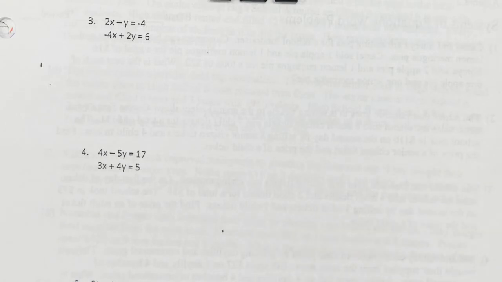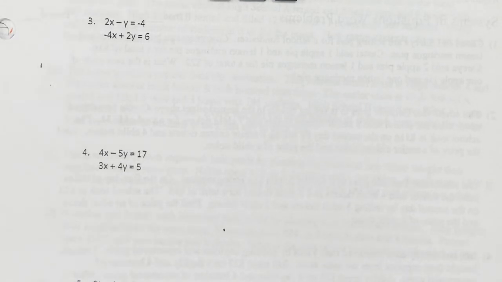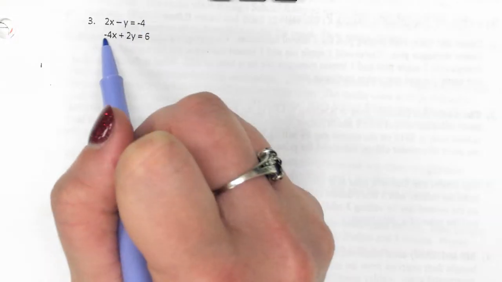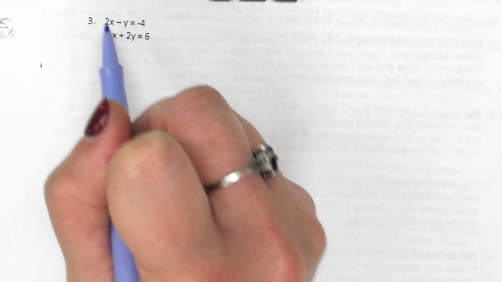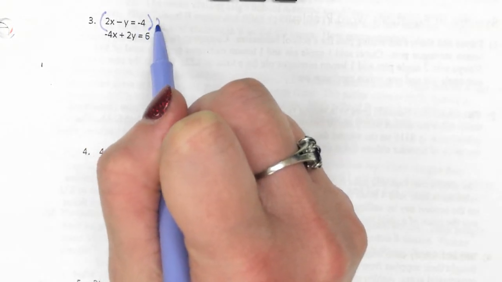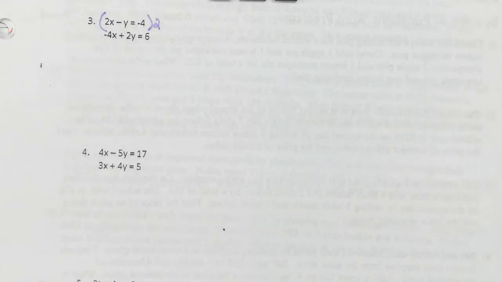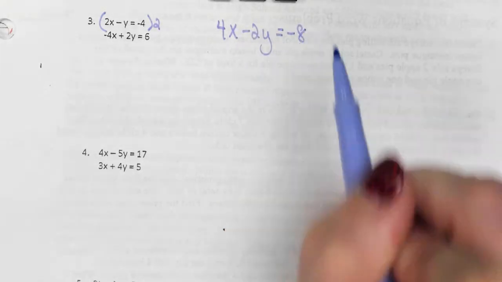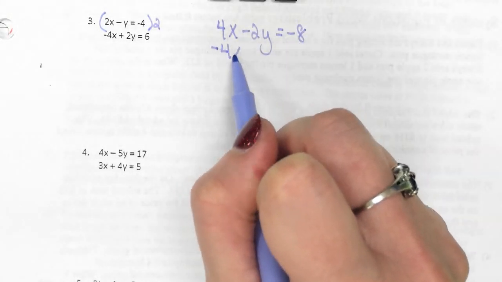Alright, let's do number 3. Here we go. You actually could do this with substitution, or you could do this with elimination. But because it said use elimination, we got to follow the directions. So do you want to get the x's or the y's? We'll do the x's. So I've got to make these become the same. So I'm going to multiply this by 2. Don't worry about any signs. So that'll be 4x minus 2y is equal to negative 8. And I'm just going to bring the bottom one over.